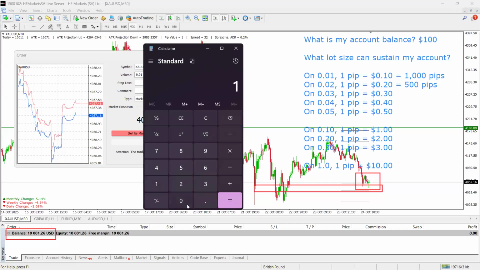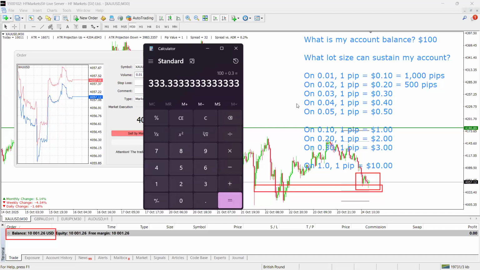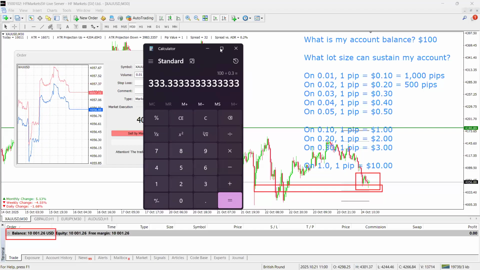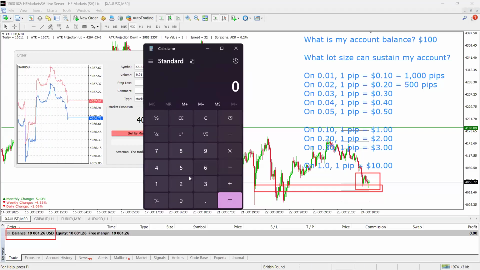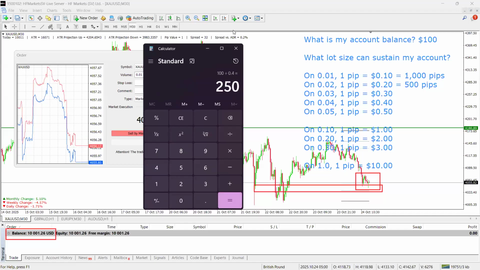If I'm on 0.03, my same $100 account divided by 30 cents reduces the number of pips that the market needs to 333 pips and 33 pipettes, as the case may be. I will do the one for 0.04 so that I can write the two together, which is 40 cents. And this is about 250. So let's write them.